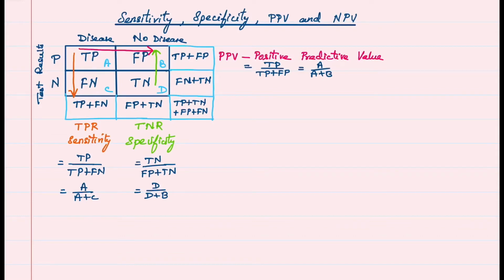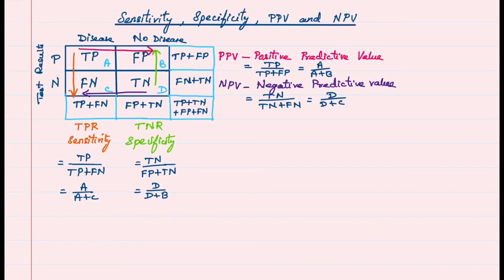Next we will write the formula for NPV, which is negative predictive value. We are going to use the elements of the second row and look at the arrow mark. The formula is TN upon the total, TN plus FN, which is D upon D plus C. So negative predictive value is the probability of true negative if the test result is negative. So we have to use the numbers which are in the second row.